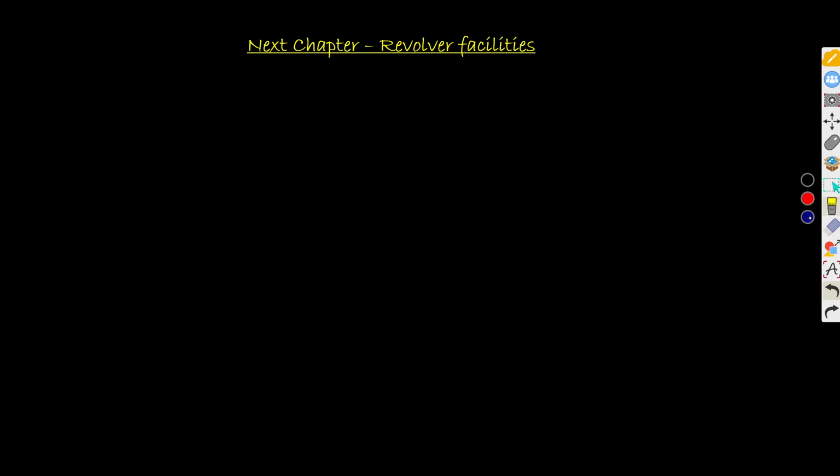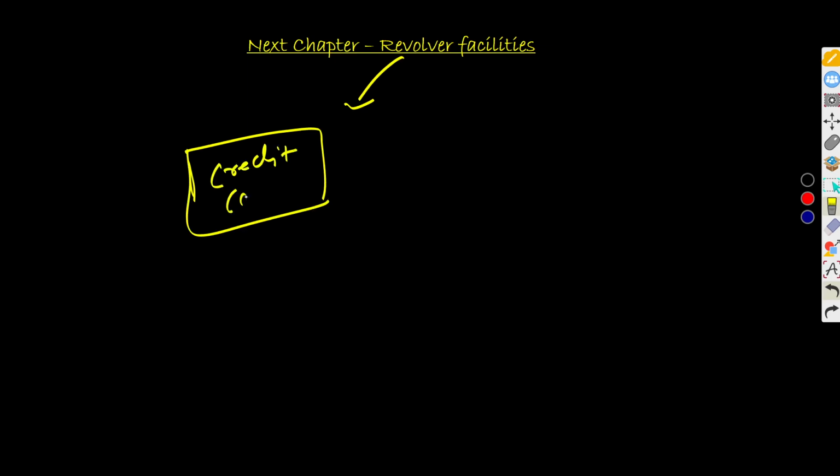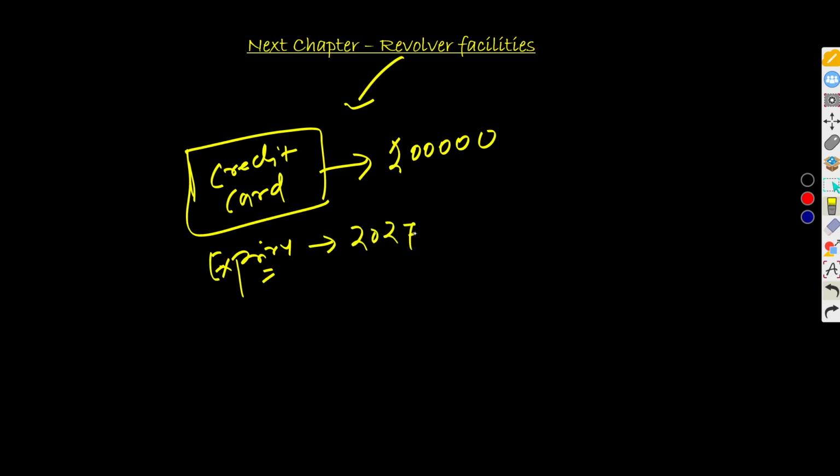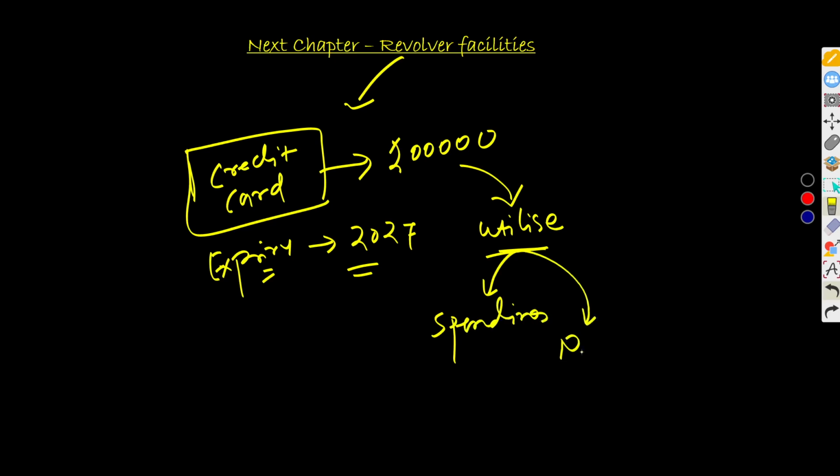Here you can apply the logic of a credit card. How does a credit card work? Let's say the credit card limit is 1 lakh and the card carries an expiry, correct? Let's say the expiry is 2027. So until 2027 you can utilize this amount for your spending or any need that you have.